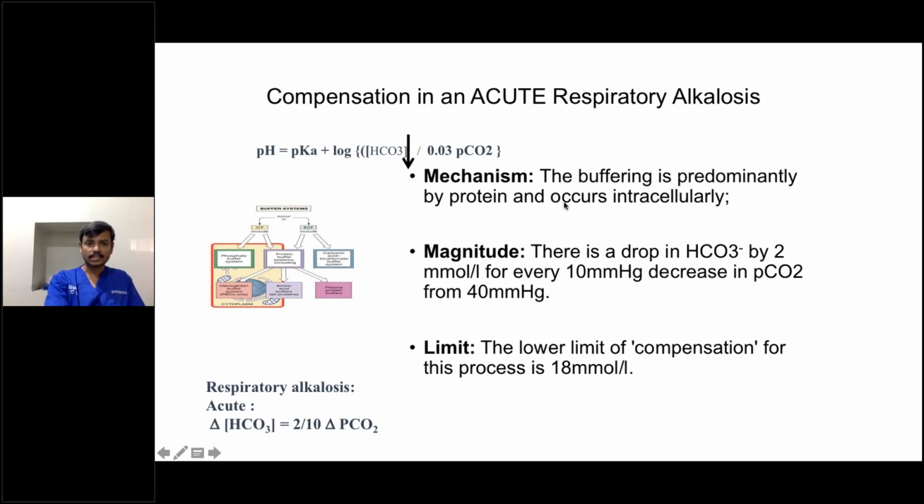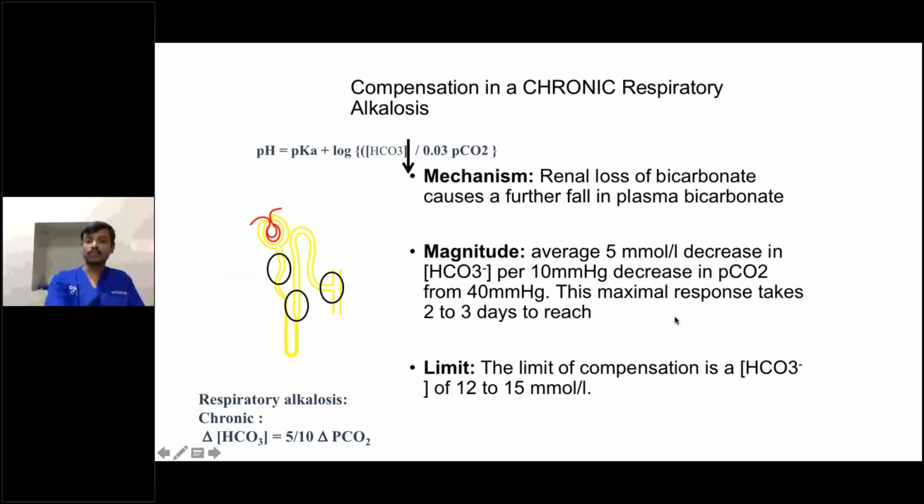Coming to alkalosis, as I told, when carbon dioxide is reduced, bicarbonate should reduce. There is a drop in bicarbonate in case of acute respiratory alkalosis by 2 millimole per liter for every 10 millimeter mercury decrease in PCO2 from 40. So the maximum compensation is up to 18. You can remember this formula: delta bicarbonate is equal to 2 by 10 into change in PCO2. In case of chronic respiratory alkalosis, the decrease will be 5 millimole per liter in bicarbonate for every 10 millimeter mercury decrease in PCO2 from 40.